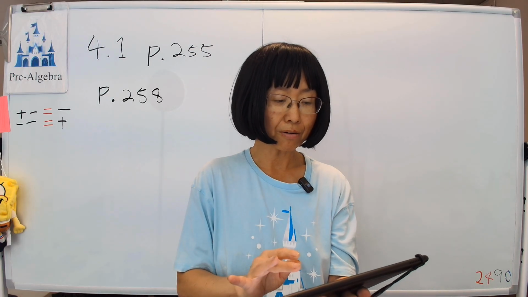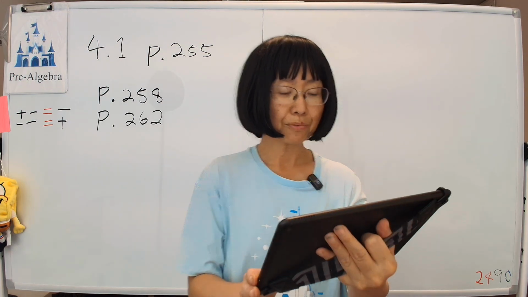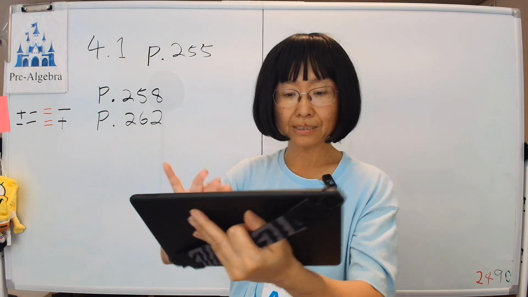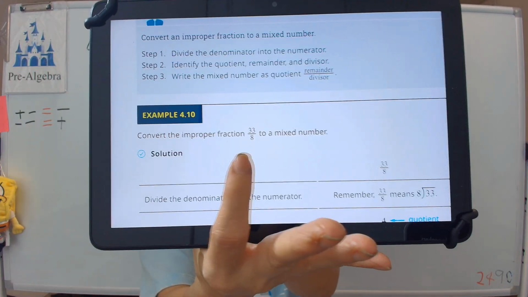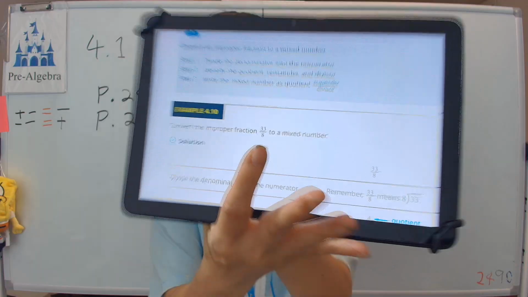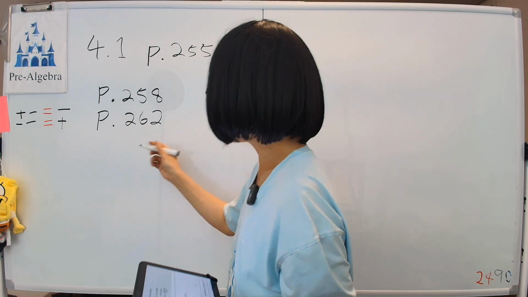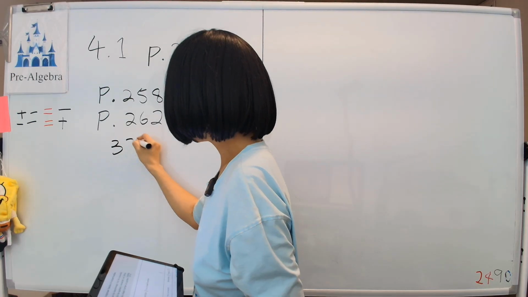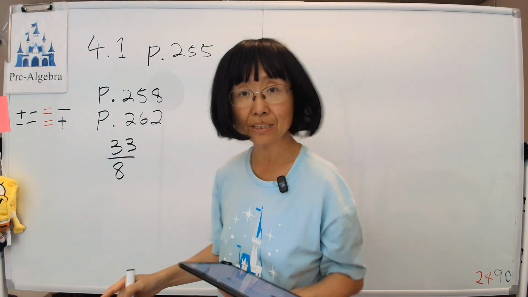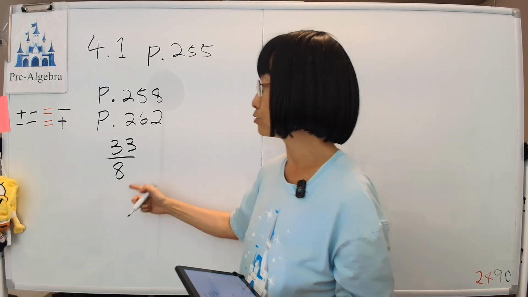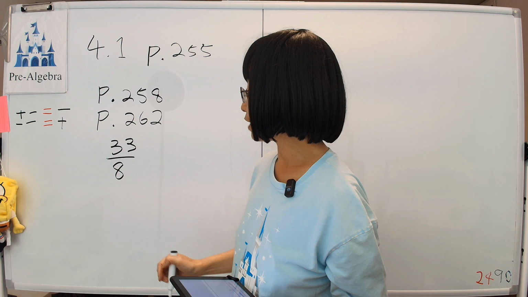Now we're on page 262, where we're looking at example 4.10, where we're supposed to convert the improper fraction into a mixed number. Now 33/8 is our fraction. Okay, the fraction is the same as division. The fraction line is also called the division line because you're doing the same thing. So what is 33 divided by 8?